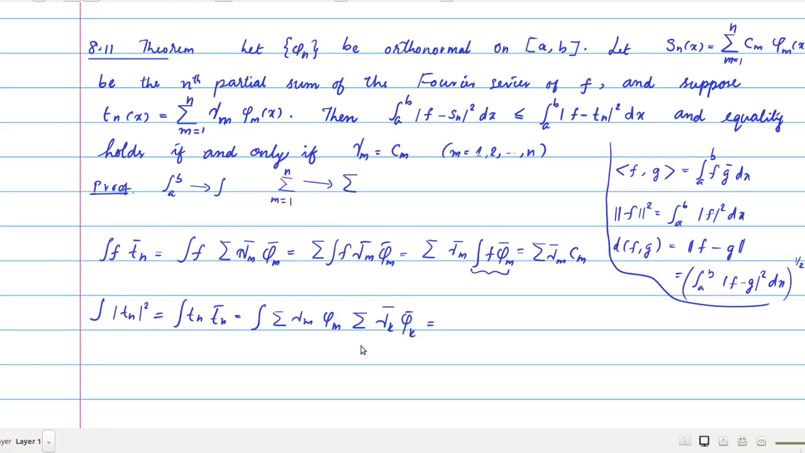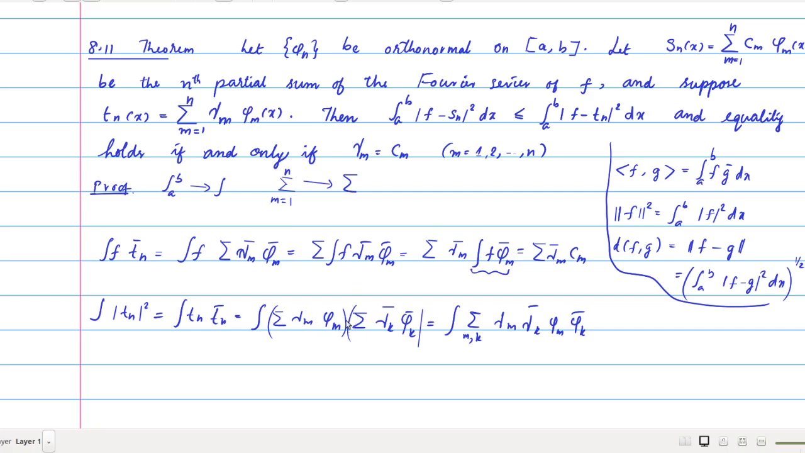This is summation with m equal to 1 to n, and this is summation with k equal to 1 to n. So when you multiply these two terms, you will get the integral of a double summation over m comma k, where m is from 1 to n and k is from 1 to n, of gamma m gamma k conjugate phi m phi k conjugate. So this is the product of these two.